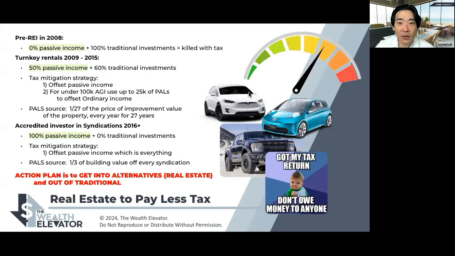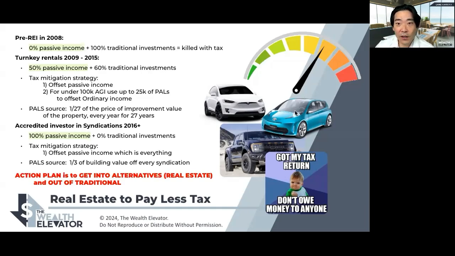And this is where I introduce this analogy of when you first get started, you're this gas guzzling truck, making a lot, paying a lot of taxes. But you know what? Investing is a capital intensive business. You need money to invest. So you're going to have to do this.